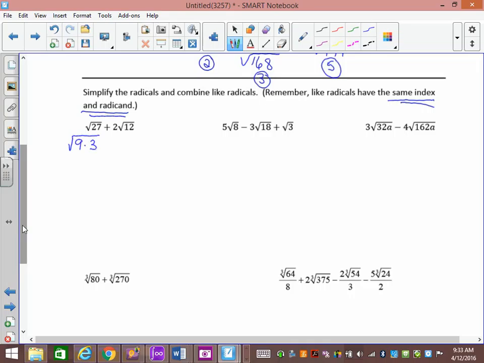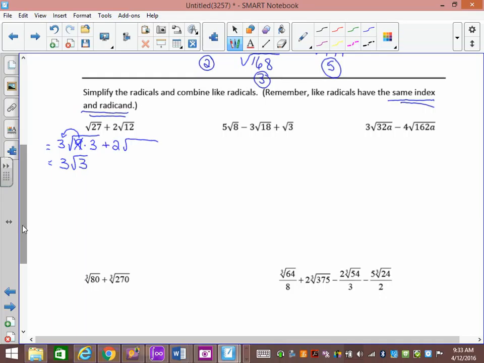And I can pull that square root of 9 out, and it becomes what? What's the square root of 9? 3. Then this goes away. So I'm left with 3 root 3. Okay? Plus sign. 2 root 12.